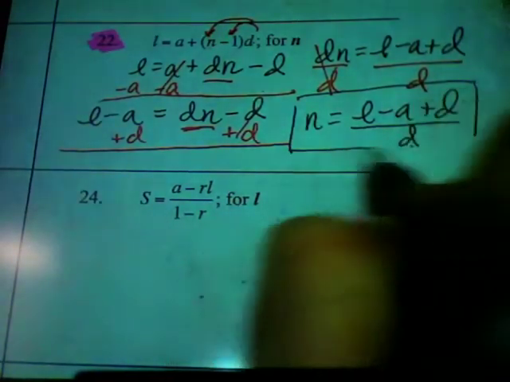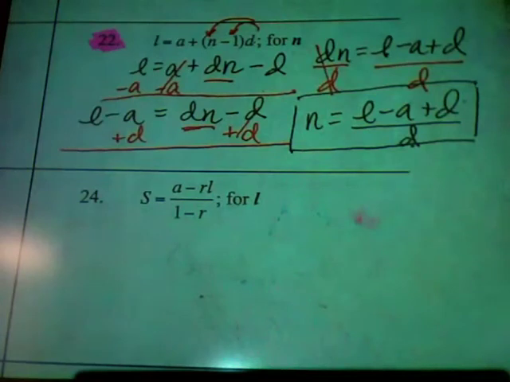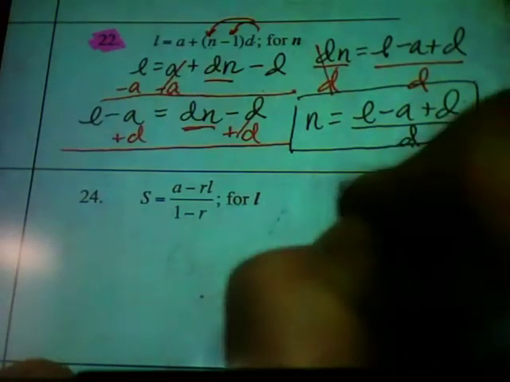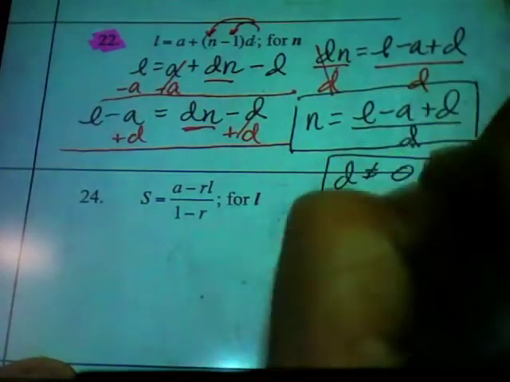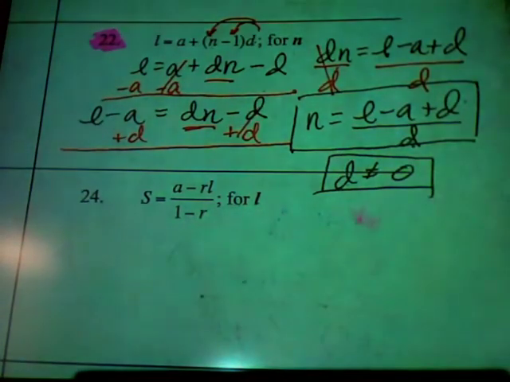It's a lot simpler. Are there any restrictions? Yes, why? Yeah, there's a D in the denominator, and what can D not equal? 0. Single variable does not equal 0.